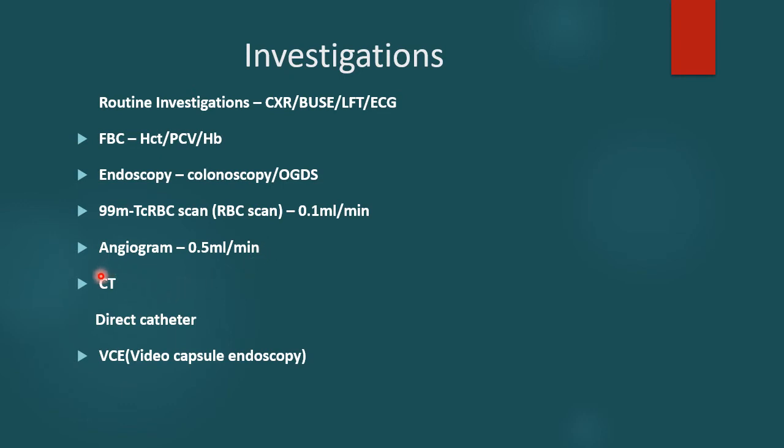It can be done either as CT angiogram or direct catheter angiogram. CT angiogram is faster, more easily available, and less invasive, whereas a direct catheter is more accurate, and it can also be therapeutic, where the bleeding can be stopped by embolizing the site of hemorrhage.